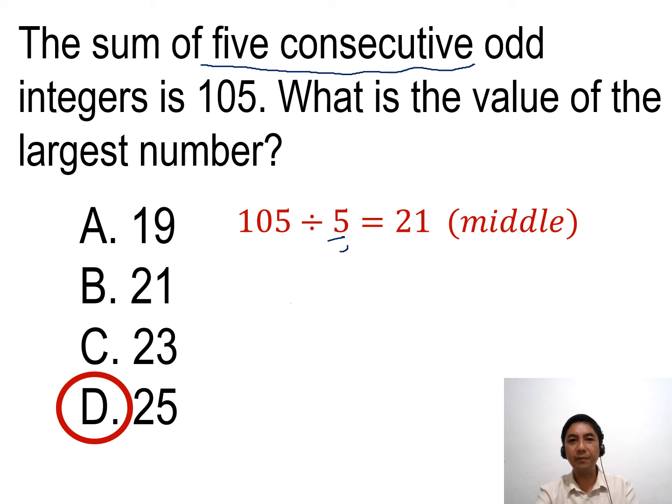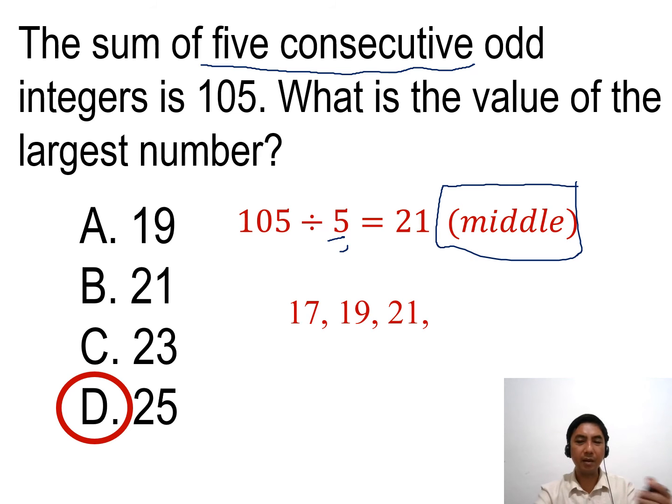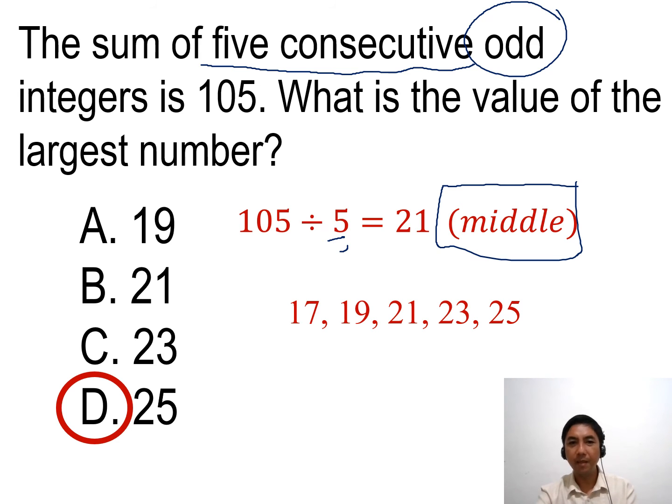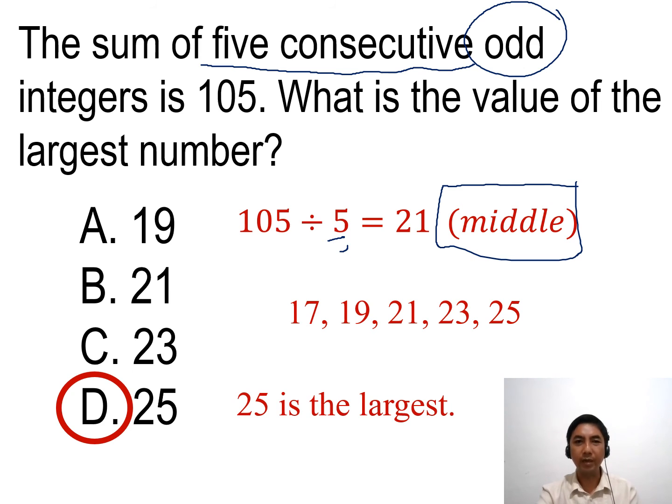Now, if we divide 105 by 5, the answer is 21. Always think that that is the middle. Okay, that is the middle. So, 21 ang middle. Susunod mo ay, before 21, you have 17 and 19. After 21, you have 23 and 25. Now, ito yung napili natin because we are talking about odd integers. Okay? So, therefore, anong question? Ano ang value ng largest number? The largest number is 25.